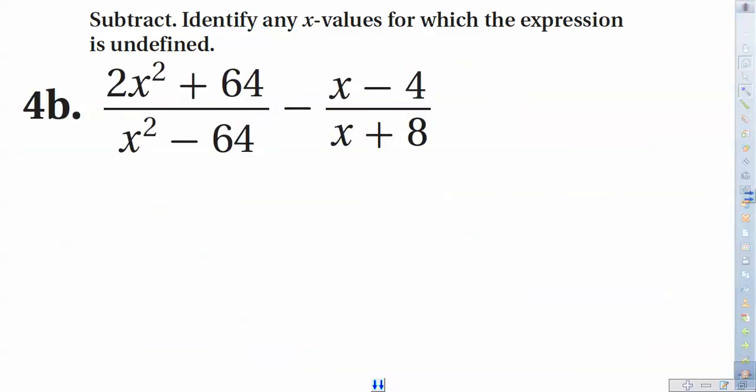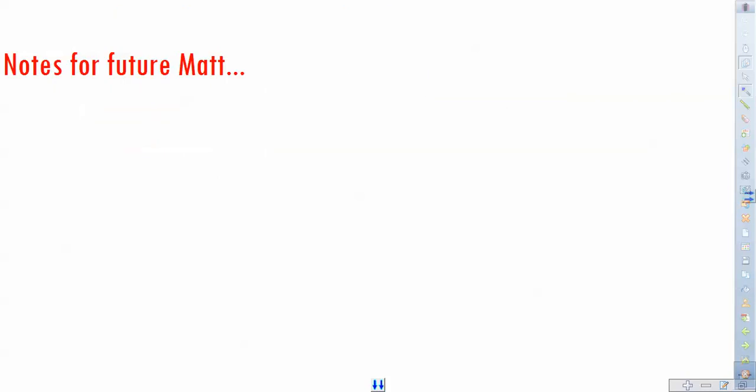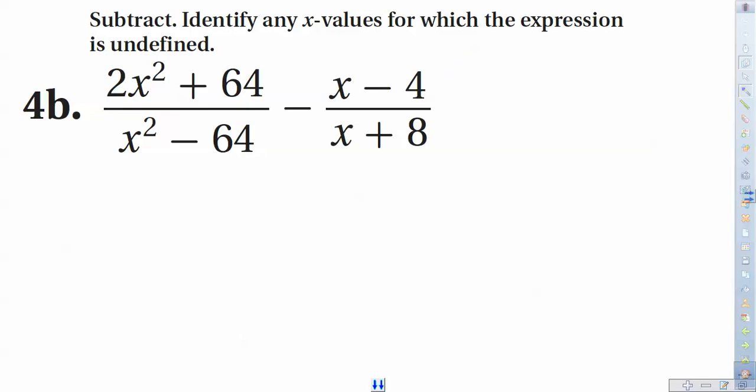So a couple more problems here, more of the same, factoring and canceling. Notes for future math. I'll be seeing you guys probably pretty soon in another video here, wrapping this stuff up, showing you a couple more tips, maybe looking at some homework problems too. So keep on working on these, and I'll talk to you tomorrow.